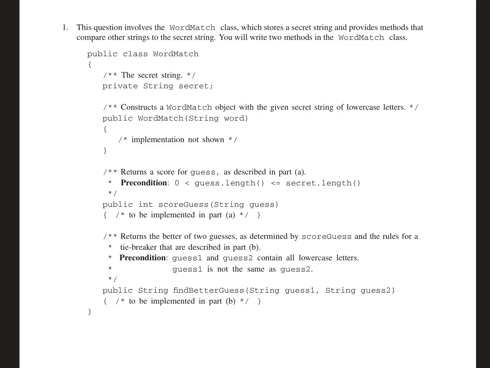Okay, so we're supposed to be writing the method wordMatch. This is from the 2021 exam. This is the first question, so it's a logic question. We have a secret word, and we're going to have a guess. We're going to write the method scoreGuess, which is going to return an integer.